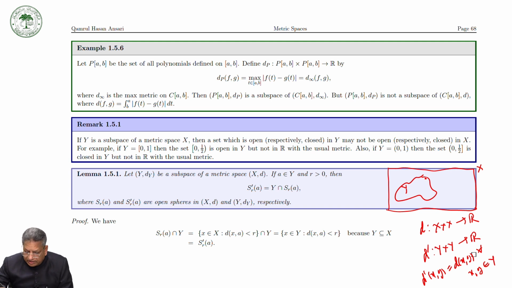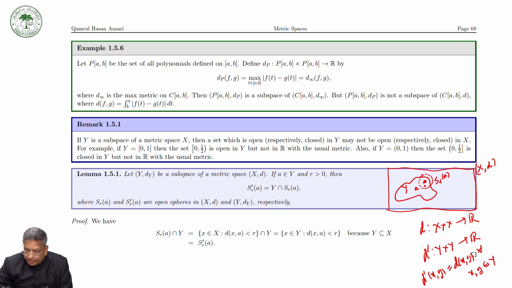Now suppose you have a point A. Because we have a metric d, with respect to this metric we can construct an open ball with center A and radius R. Suppose this is your open ball S(R, A), the open ball with center at A and radius R, with respect to the metric d.